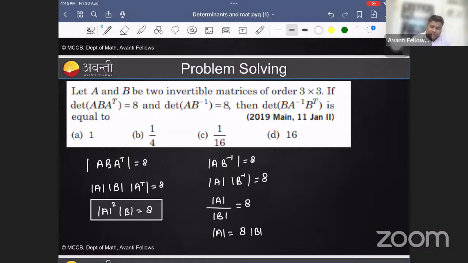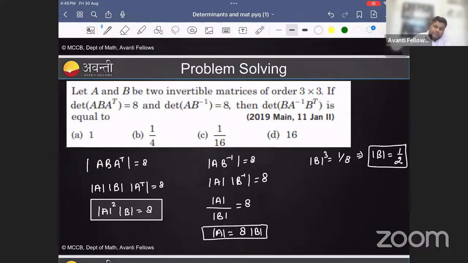determinant of B A inverse B transpose. Now see, from this equation and this equation, you replace determinant of A by 8 determinant of B. So determinant of B cube will be 1 upon 8. So that means determinant of B is 1 by 2. You got it. If determinant of B is 1 by 2, then you replace it here. So determinant of A is 4. Right? You replace the determinant of B value here.